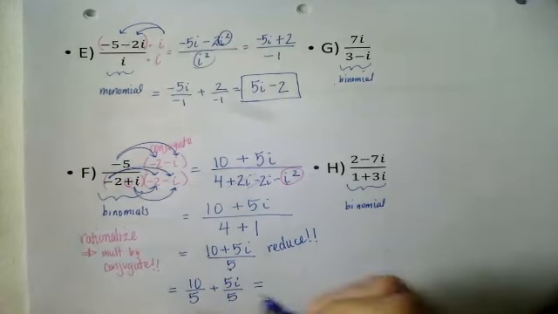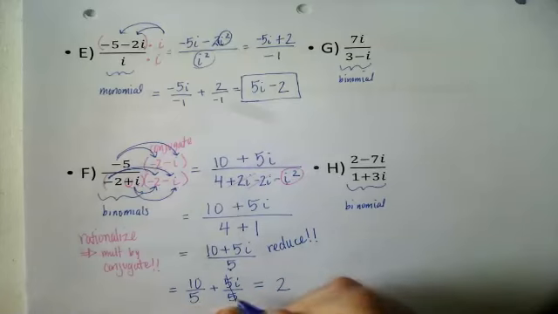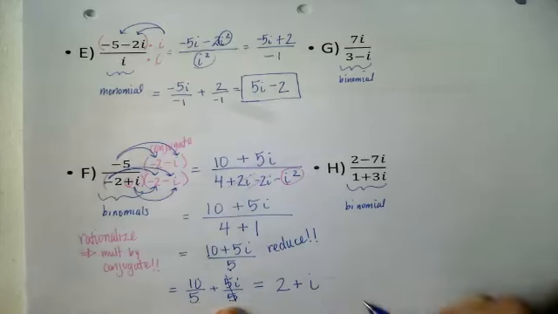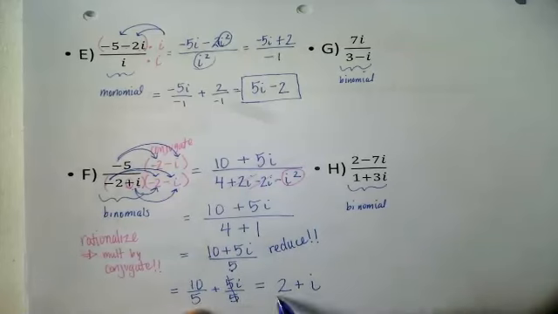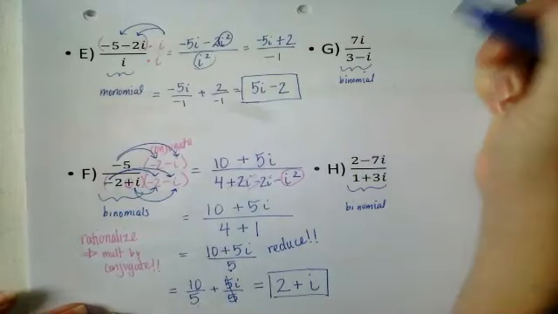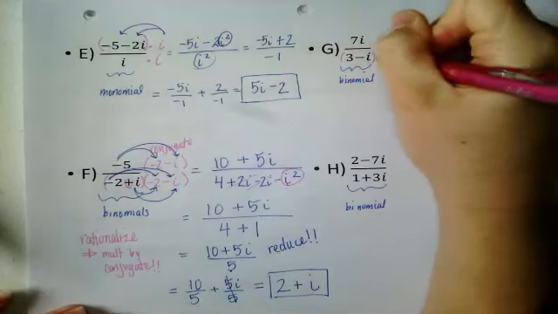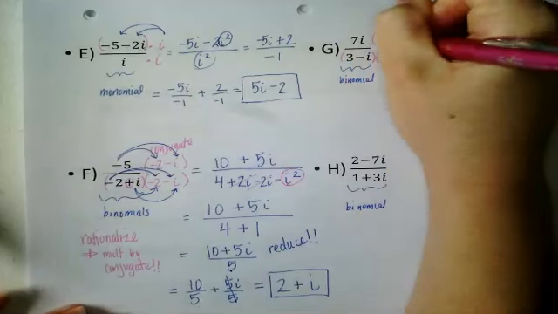And those reduce. 10 divided by 5 is 2. 5I divided by 5 is I. And the 5s cancel out, just leaving I. 2 plus I cleans up a ton. So please, please, please divide and conquer to reduce. You'll always get it right if you do that. All right, let's look at this one. So again, we're going to multiply by the conjugate. So we're going to multiply by 3 plus I on top and bottom.